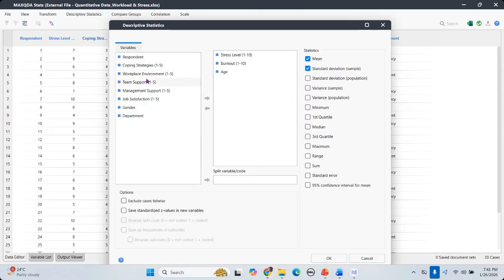When it comes to conducting mean, we should have some quantitative variables, like age is the quantitative variable. Stress level 1 to 10, we have quantitative variable. Burnout 1 to 10, we have got the quantitative variable. Now I just want to see the mean, standard deviation. I also wanted to see minimum age. I also wanted to see maximum age. Okay. Just click on OK.